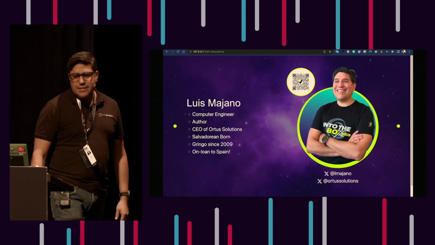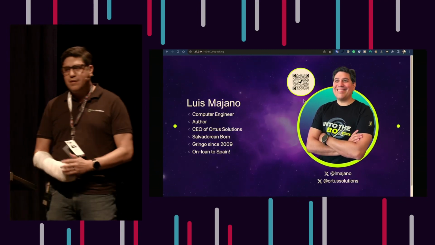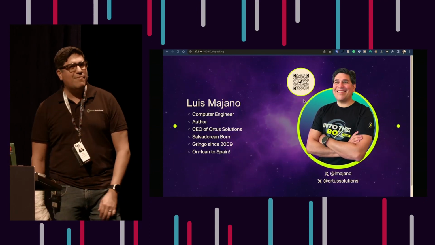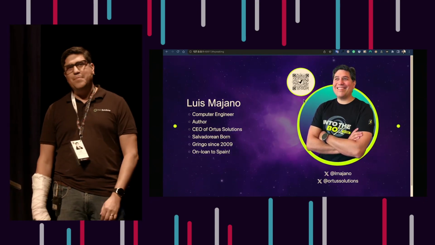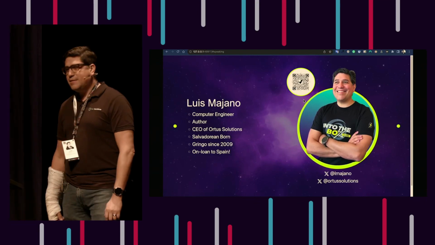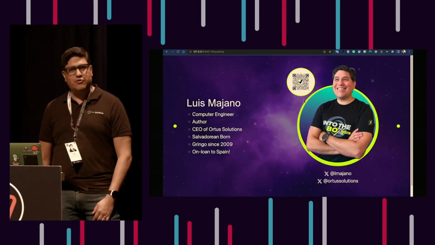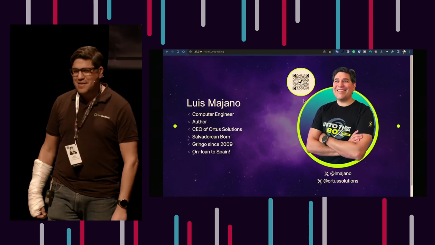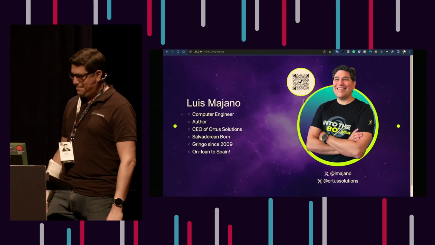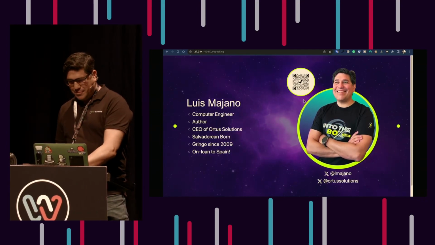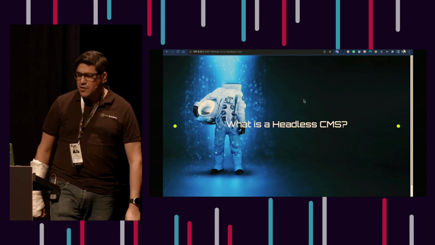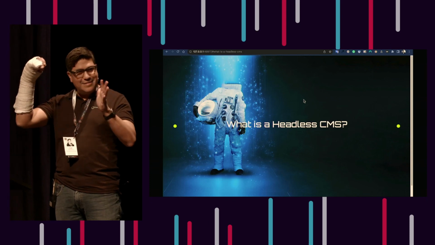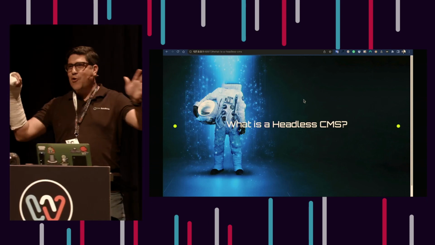Small introduction, my name is Luis. I'm a computer engineer by trade. I'm an author, CEO of Ortis Solutions. I was born in El Salvador, beautiful El Salvador in Latin America. I was imported into the US, so I'm an official gringo since 2009. And I am on loan to Spain right now, so I'm here in Malaga for the next few years. We'll see if I stay. That's a little bit of me. All right, so you'll see some typos in the presentation because I was trying to code with one hand. I was going to do some live coding, but no more.